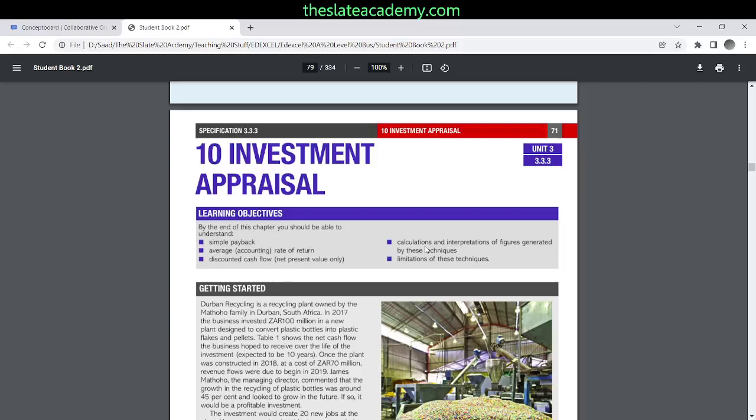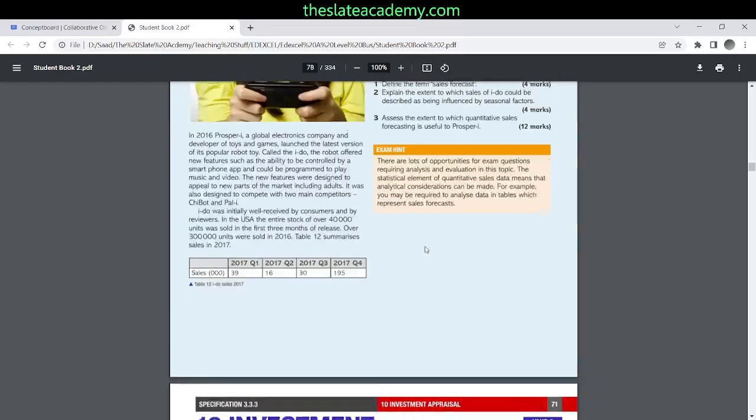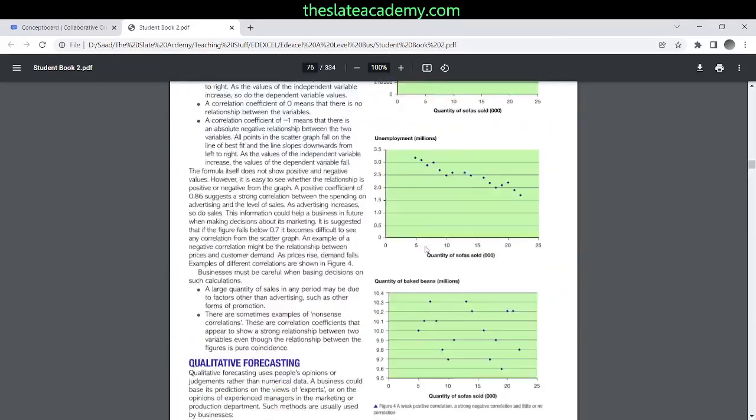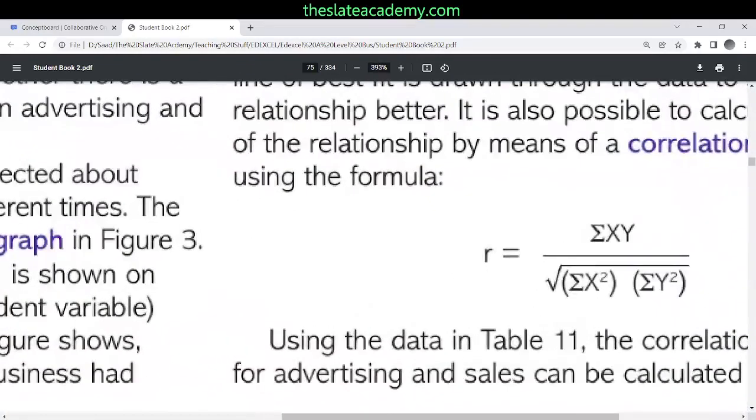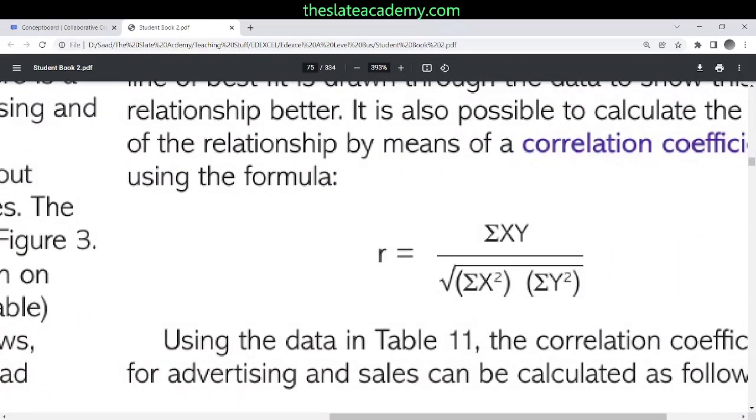Sir, before we start this, the formula for correlation, what is it? The formula for correlation is this: sigma xy divided by the square root of sigma x squared times sigma y squared.